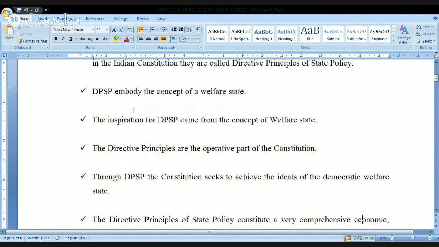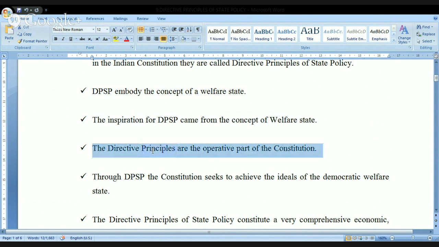When it comes to DPSP, they embody the concept of welfare state. So this is the word I was using from day number 1. So DPSP will always aim at the welfare of the state. The inspiration for DPSP came from the concept of the welfare state.